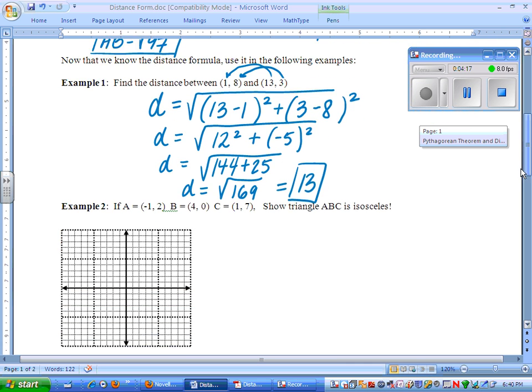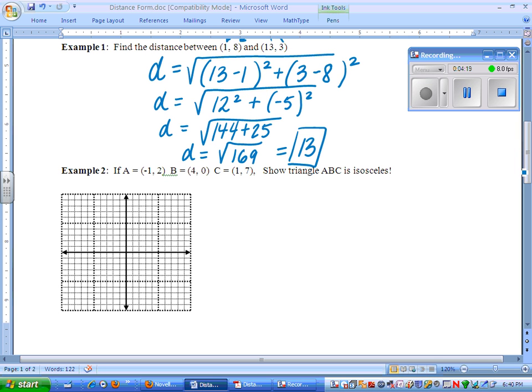Any questions? Similarly, I'm going to do the same thing here. This problem, I'm going to use a triangle. So I'm going to plot A at negative 1, 2, B is 4, 0, and C is 1, 7. I'm going to connect the vertices. And I'm trying to prove the triangle is isosceles. To do this, I have to find the distance between all points. So I'm going to find first the distance of AB. For the distance of AB, I'm going to use these first 2 points.